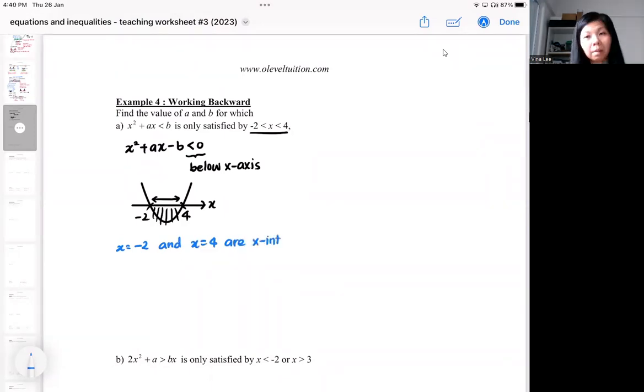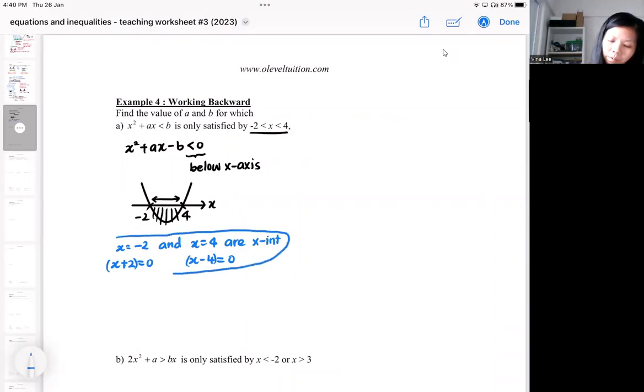And where does the x-intercept come from? If you recall your previous step, usually you get your x-intercept by making each bracket equal to zero. So x equal to -2 came from x plus 2 equal to 0, and x equal to 4 came from x minus 4 equal to 0. Okay, so this is a thinking process. You actually don't need to show it.